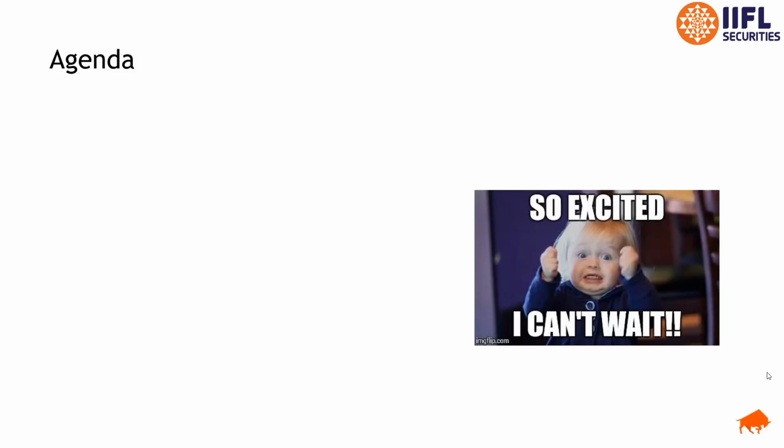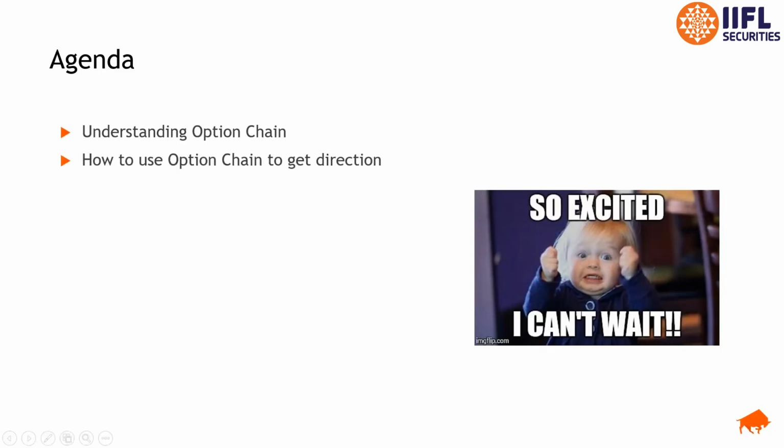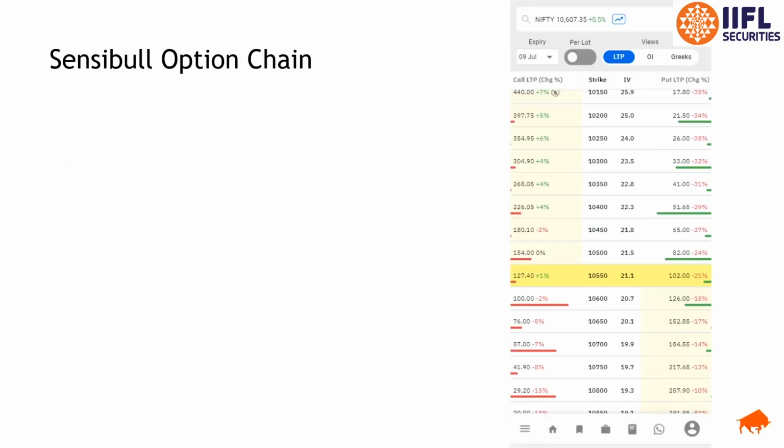So let's look at our agenda. First, we'll spend some time understanding the option chain. Second, we will spend some time on understanding how to use this option chain to get a sense of direction of the market, because this is the most important, right? If you get direction right, nothing else really matters. We'll understand what is PCR, which is put call ratio, and max pain. And finally, we'll analyze open interest data and introduce you to some tools on how to analyze open interest data. Right? We'll take you through Sensible option chain.